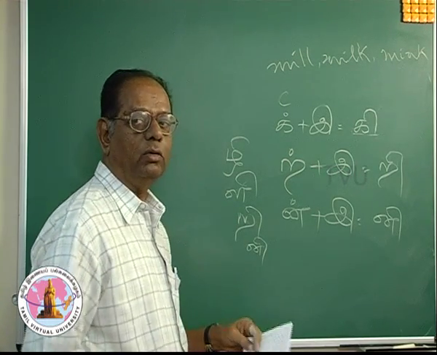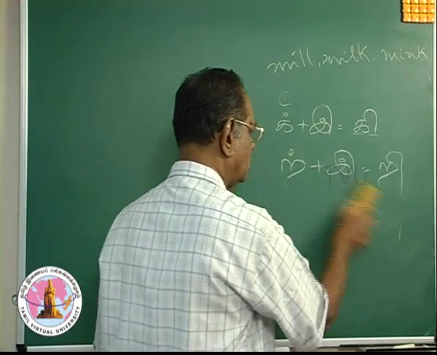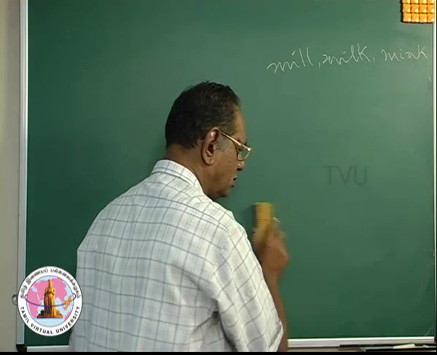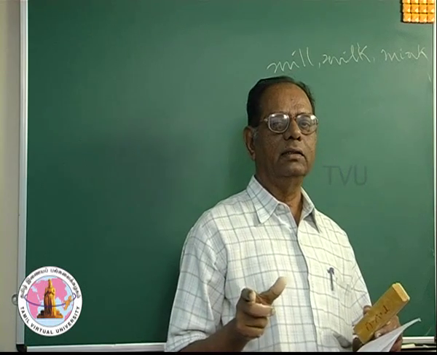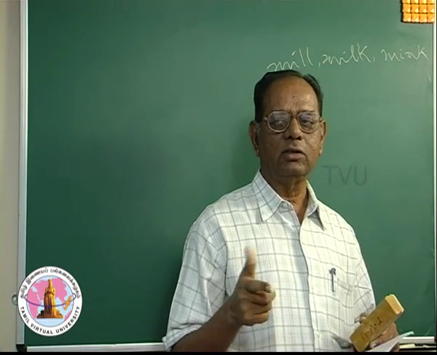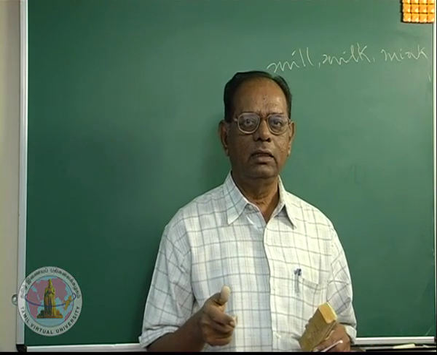So, now we have seen the 18 consonants with the combination of the 12 vowels, and then we have had the consonantal vowels. We have learned the consonantal vowels and the pronunciation.